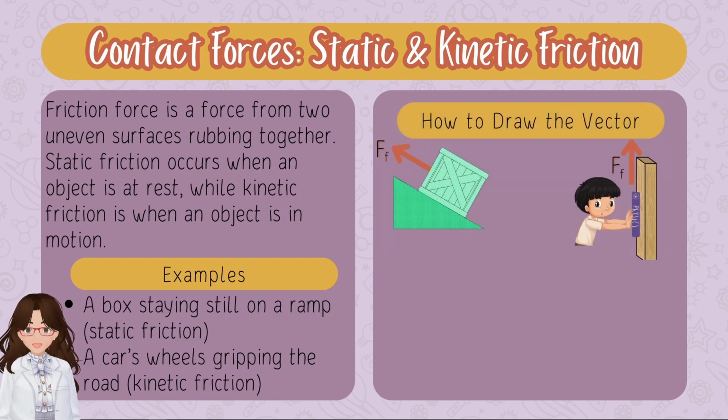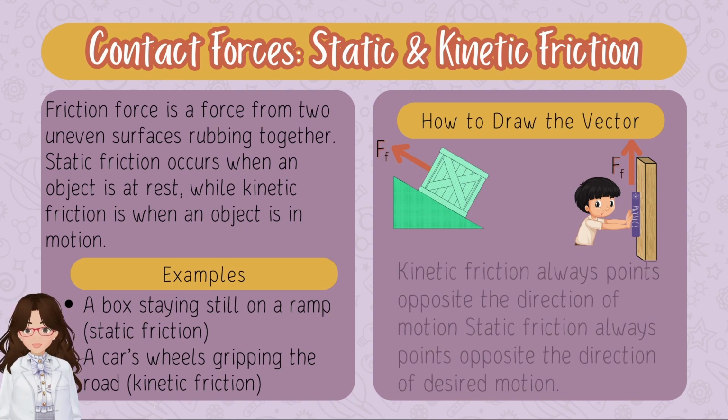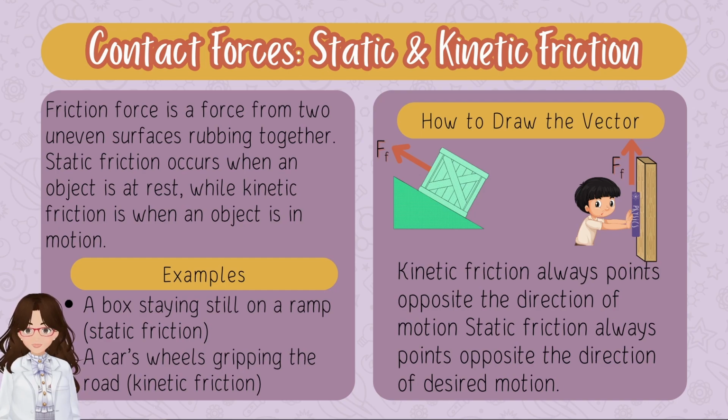Now, how do we draw the vector for friction? It can be vertical or horizontal, and I know that most of the time the problems are vertical, so I wanted to show a horizontal example as well. Remember that friction force is always going to point opposite the direction of motion because it is what we call an opposing force. So in this case, kinetic friction is going to point opposite the direction of motion, and static friction is always going to point opposite the direction of desired motion.